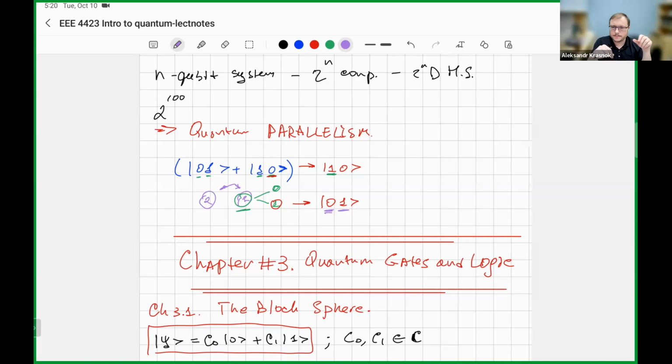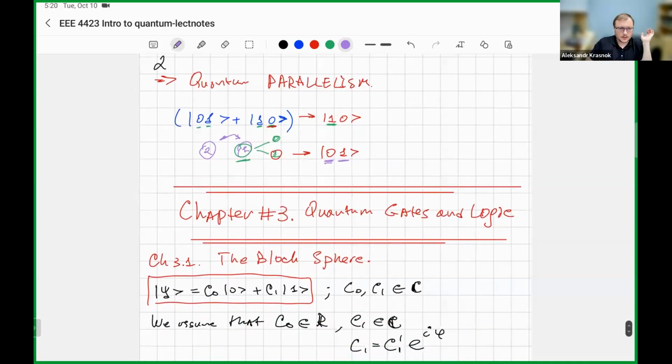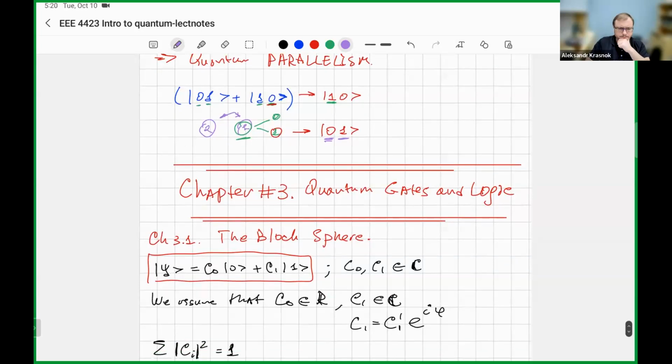Before you measure them, you have to take into account all these possibilities, which is an exponentially large number for a large number of qubits. Okay, and this allows you to explore a huge number of possibilities at the same time in one single run. Okay, we will discuss that soon.